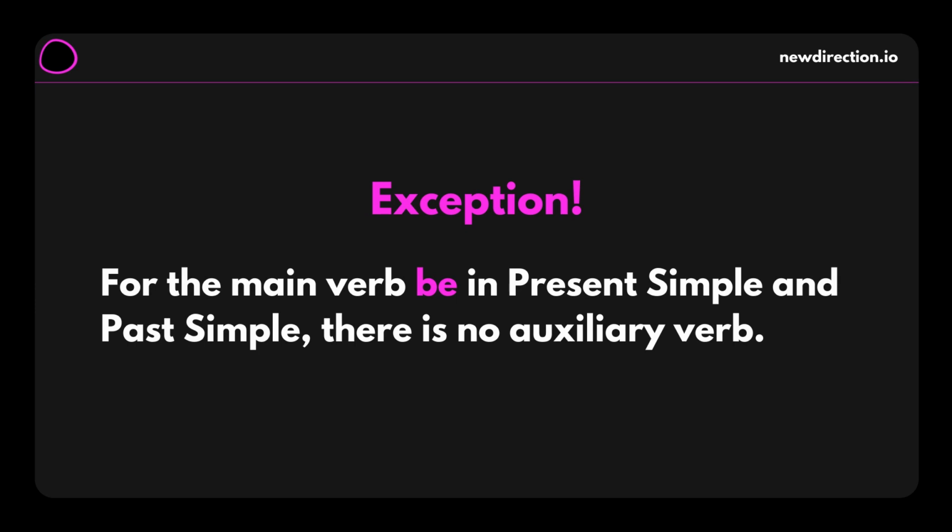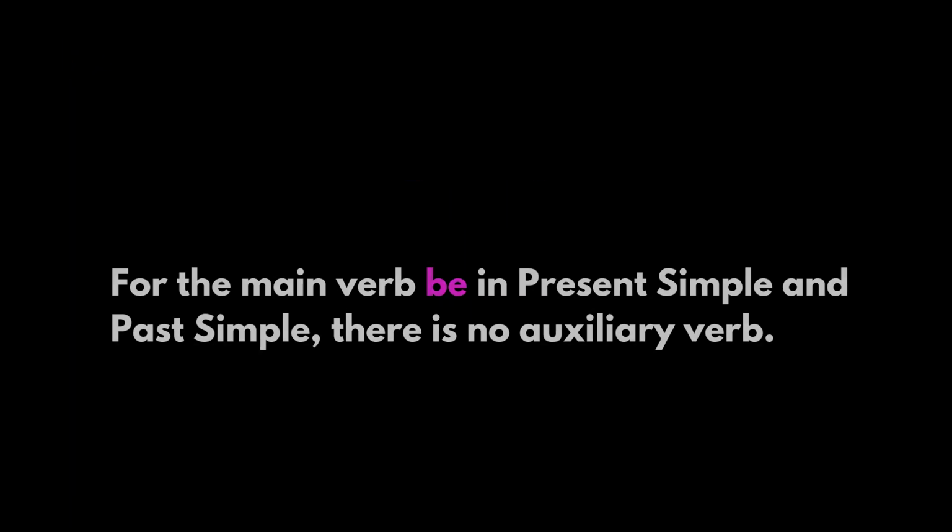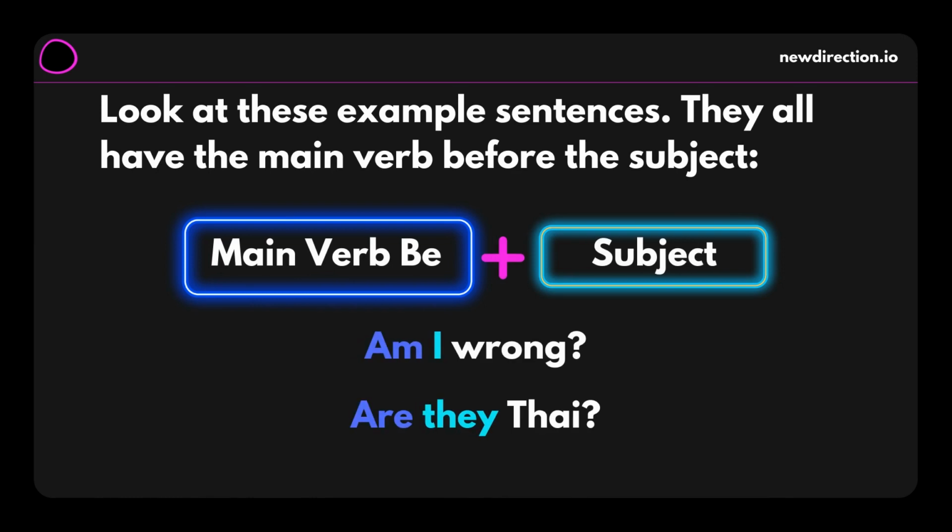An exemption to the rule is the main verb be. In present simple and past simple, there is no auxiliary verb. Let's have an example. "Am I wrong? Are they shy?" With these two examples, we can see that the main verbs be and are are at the beginning of the sentence, and the subjects are I and they. There is no auxiliary verb such as can or do.